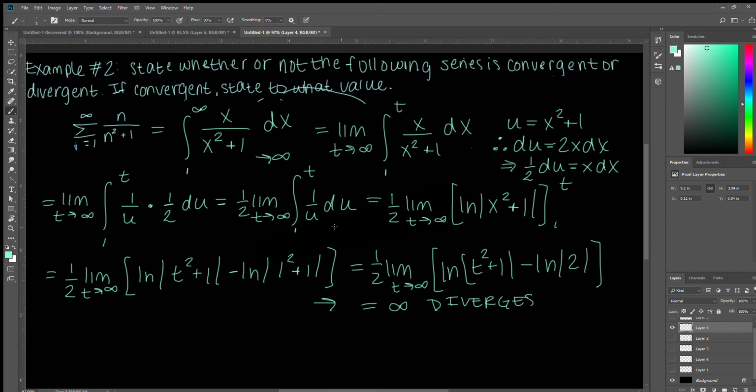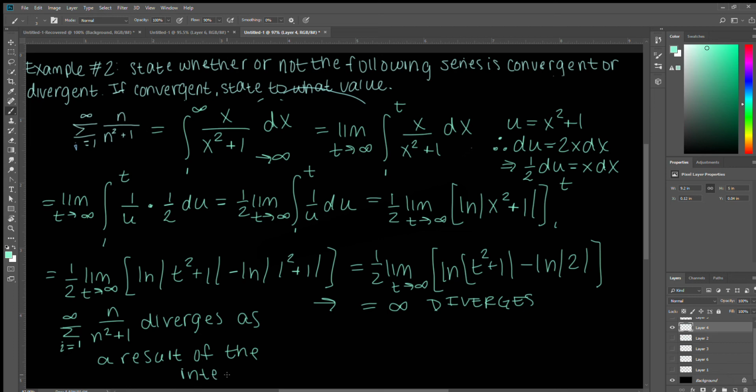So, and then just rewriting all this out so it looks really pretty, our series from 1 to infinity of n over n squared plus 1 diverges as a result of the integral test.